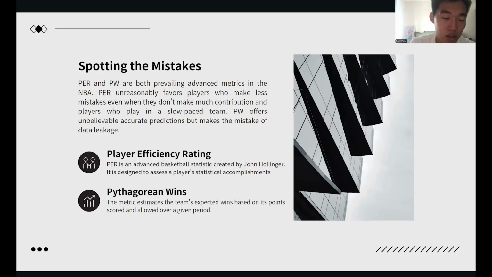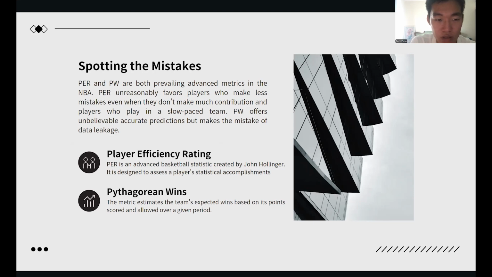Overview. Let's introduce the player efficiency rating, PER, and Pythagorean wins, PW, first. PER is an advanced basketball statistic created by John Hollinger. It's designed to assess a player's statistical accomplishments. PER takes into account a player's positive contributions, such as points, rebounds, assists, and steals, and negative actions like missed shots, turnovers, and personal fouls.